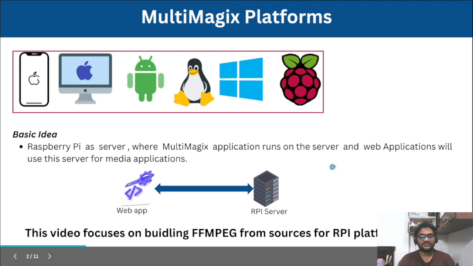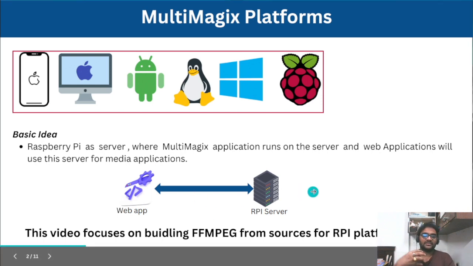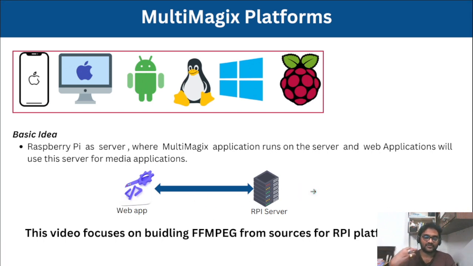So why we are going to this Raspberry Pi platform is because, see, let's assume we have a server and that server is running on Raspberry Pi, and any web agent or any web client or any web application can connect to that server and do all the media conversions there, and then you can finally get back the converted video to your web application. So keeping that long-term perspective in mind, the first thing to ensure is to build the FFmpeg on this particular RPi platform.